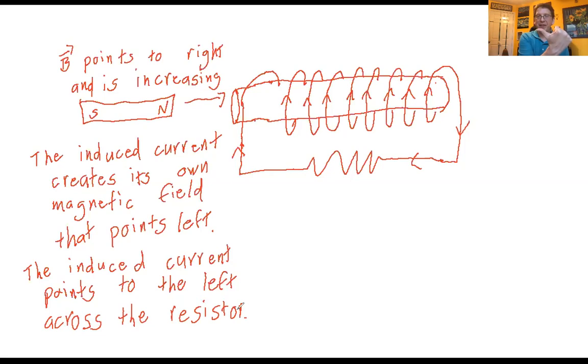So again, the magnetic field is pointing to the right and increasing. So the induced current is going to create a magnetic field that points to the left. And so you point your thumb in the direction of that magnetic field. Your fingers curl in the direction of the induced current. And so that's into the board at the top and out of the board at the bottom. So you draw that direction and you figure out which way the current is then going. So that's how you solve that problem.